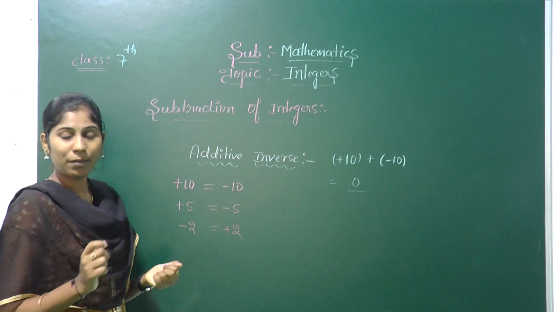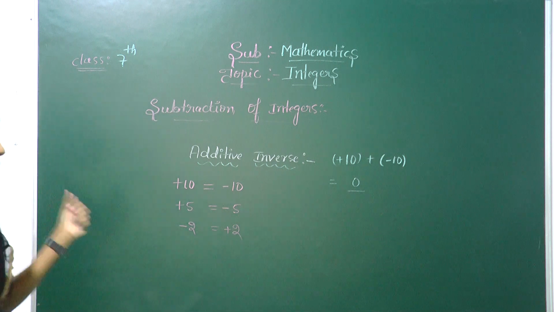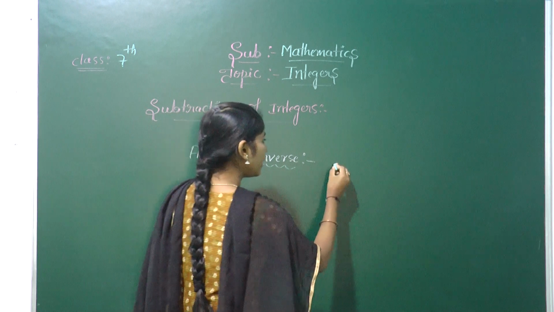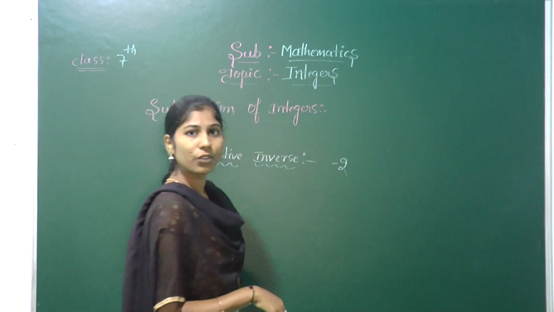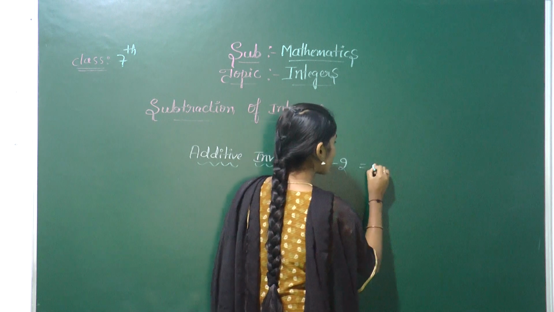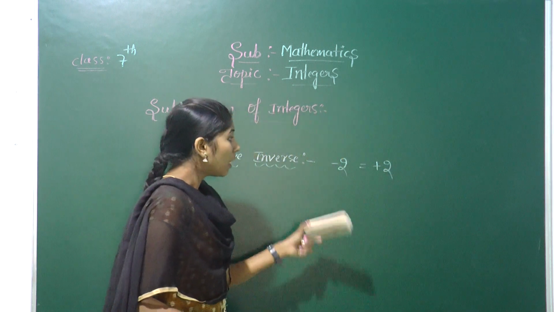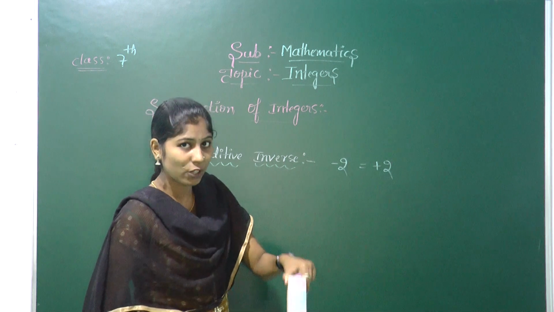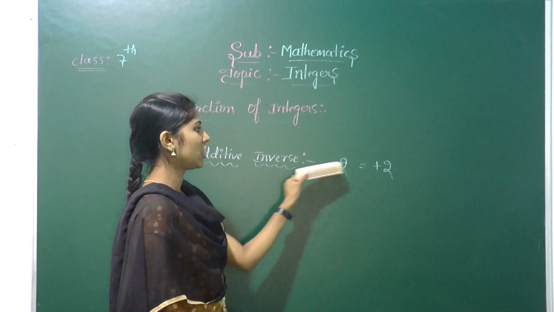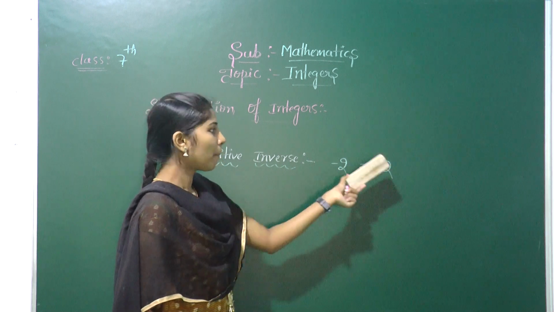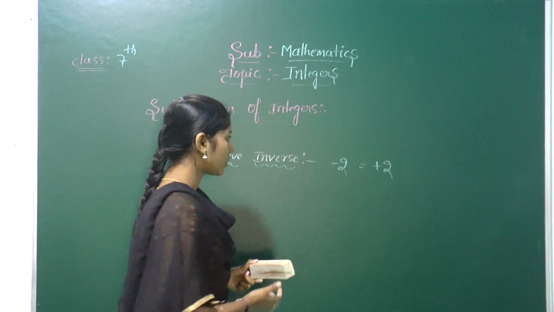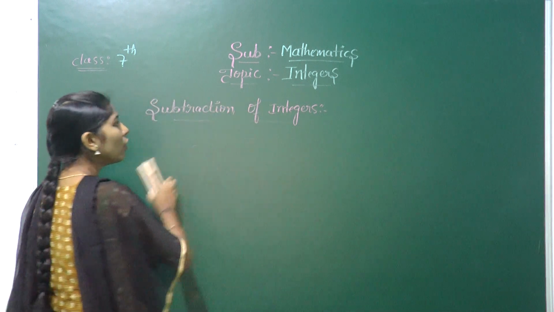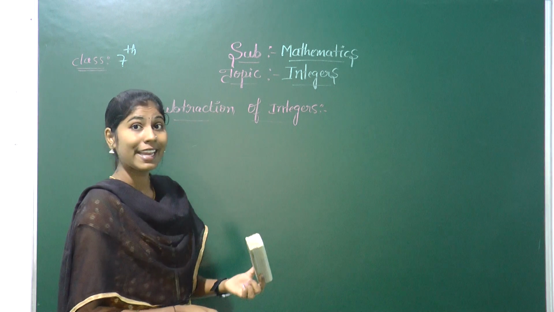Now tell me, what is the additive inverse for minus 2? The additive inverse for minus 2 is plus 2, right? If you add minus 2 and plus 2, you will get the sum as 0. So for minus 2, plus 2 is the additive inverse. This additive inverse will help you do the subtraction of integers.